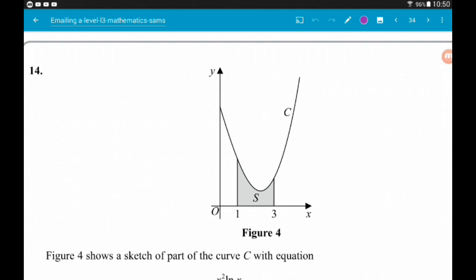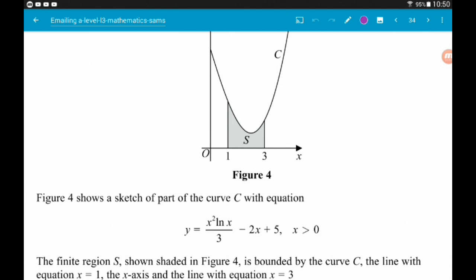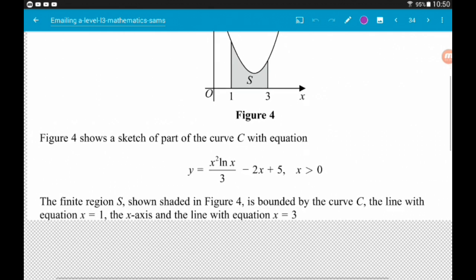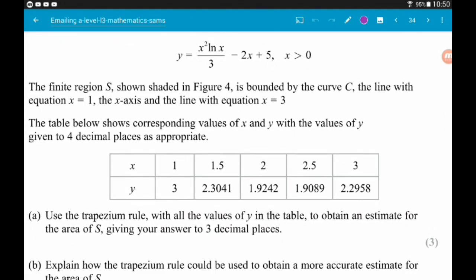So here we have part of the graph of y equals x squared log x over 3 minus 2x plus 5. So we've got this shaded region here, S, which is bounded by x equals 1 and x equals 3, the curve C and the x-axis. We are given this table of corresponding x and y values, where the y values are given to 4 decimal places. We are asked to use the trapezium rule with all the points in the table to work out an estimate for the area, giving our answer to 3 decimal places.